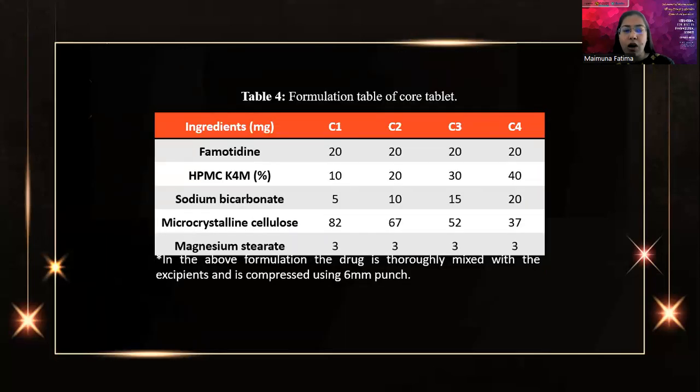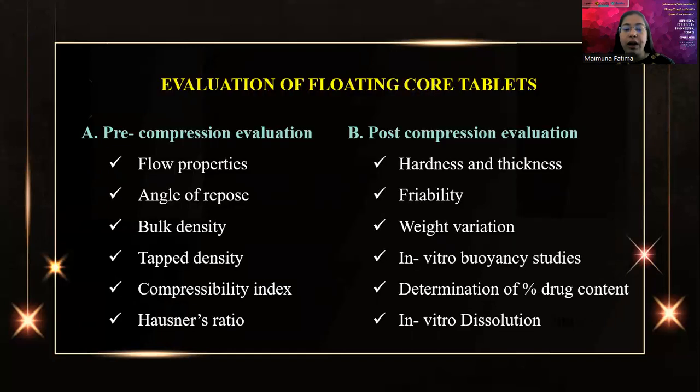This is the table for formulation of core tablets where different percentage of HPMC K4M was used. Here compression was done using the 60 mm punch. Then the prepared tablets were evaluated. Following is the list of pre-compression and post-compression evaluation tests that were carried out on the core tablets.